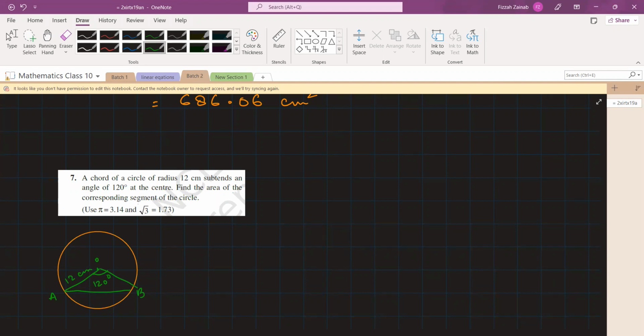See, Robin, again, if you ask the question whether it's a minor segment or major segment, so you have to use the corresponding segment. That means the segment which corresponds to this chord, right? Yes. So that means this minor segment you have to find. Yes. ACB. Yes. Now please do it, both of you, all of you, I mean.